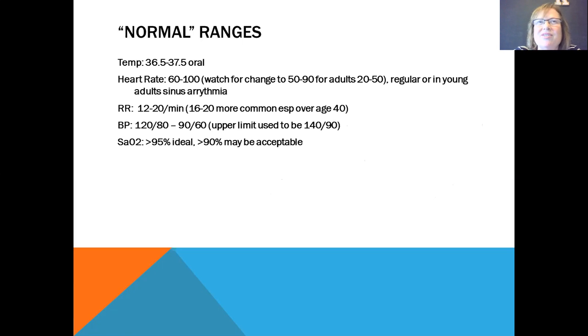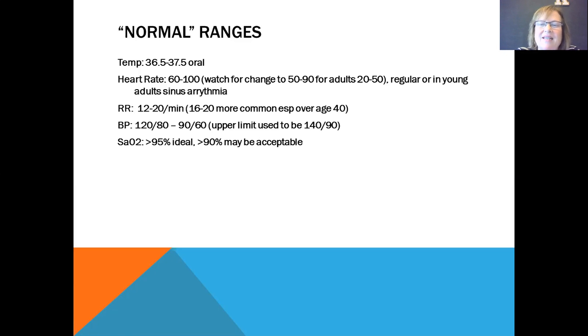Let's talk about normal ranges, and I know you all know this. Temp, typically 36.5 to 37.5 oral. That's for an adult. We see changes over time. Older persons, we know, tend to have a little bit of a lower temperature or not develop a fever in the face of infection or sepsis. Infants and young children may develop a higher fever much more quickly. So the range changes a little bit, but this is sort of the generic usual range.